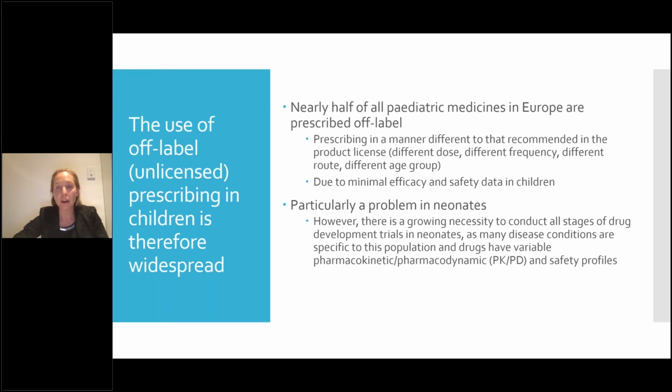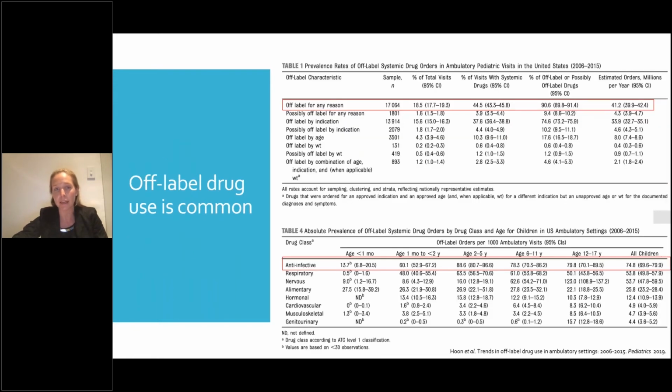But there's really currently a global consensus that we need to conduct these stages of drug development trials in neonates, as many disease conditions that are really only increasing in the context of antimicrobial resistance are specific to this population. And we know that we really need to try and ascertain better PK, PD and safety profiles in children, and particularly in neonates.